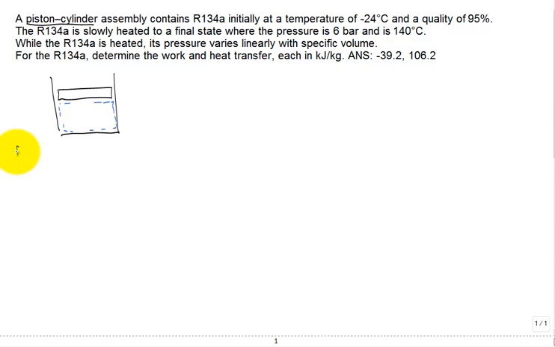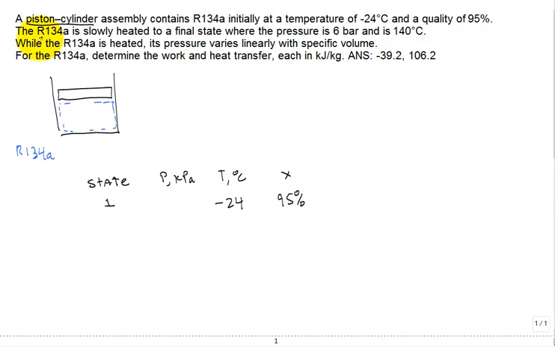And it's refrigerant 134A. It has an initial temperature of -24. Maybe we organize it in a couple of different ways. Maybe I make a quick little table. I understand that it's going to have an initial state 1 with a pressure. I like to put it in this order: pressure in kilopascal, temperature in degrees C. It comes in at -24 degrees C initial temperature and an initial quality of 95%.